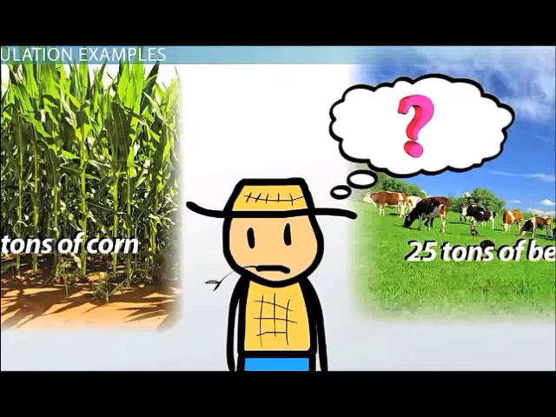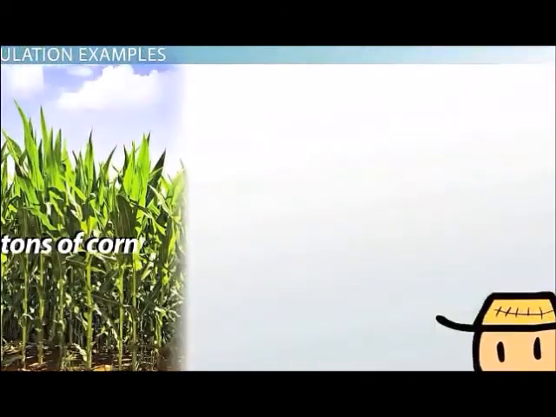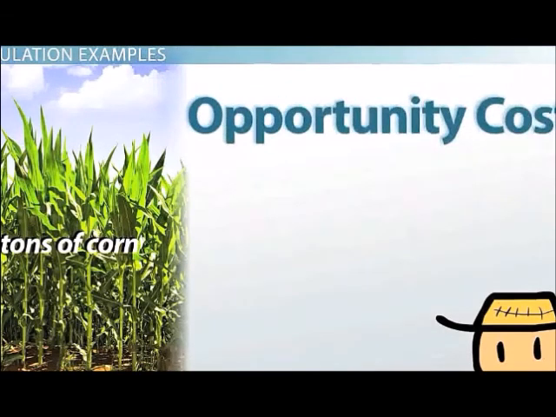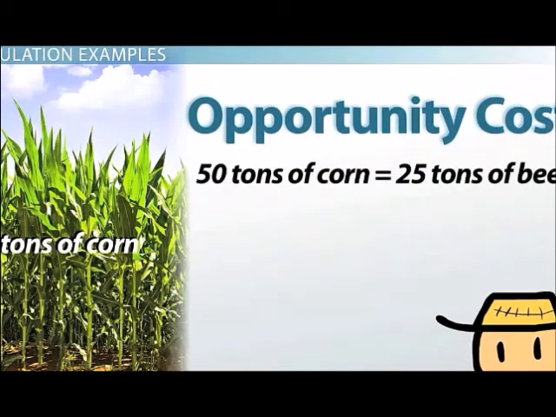Now we have all the information we need to calculate opportunity cost. But we need to know which opportunity costs we're trying to measure based on which possibility we want to choose. Let's start by looking at it from the corn perspective. The opportunity cost of producing 50 tons of corn is equal to how many tons of beef we could have produced, which of course is 25 tons. Therefore, the opportunity cost is found by solving this equation. 50 tons of corn equals 25 tons of beef.